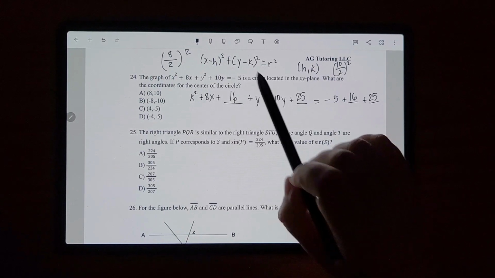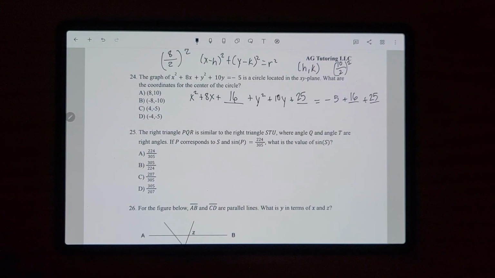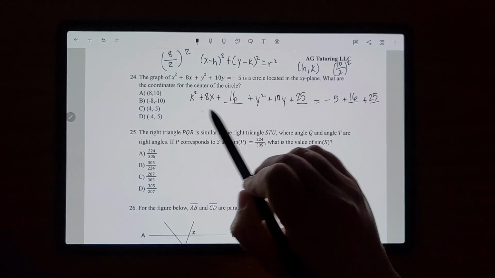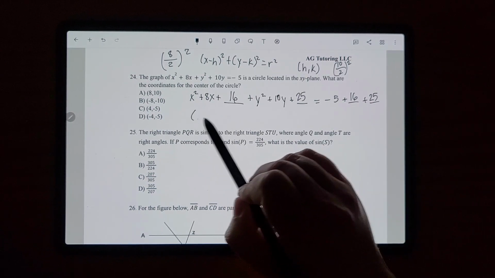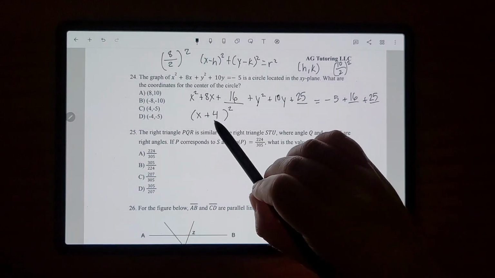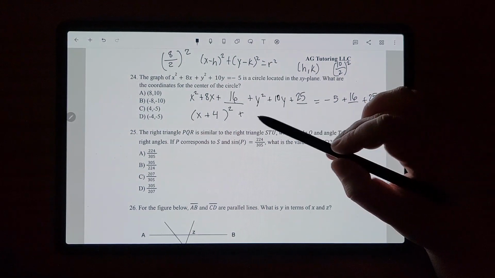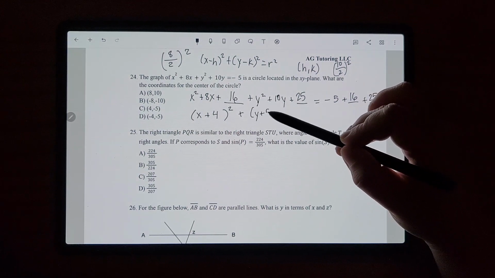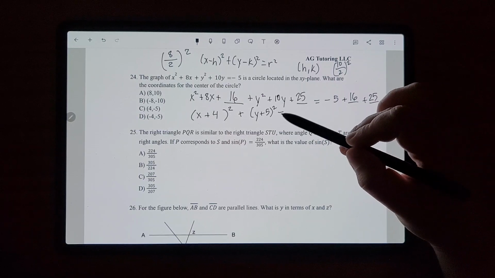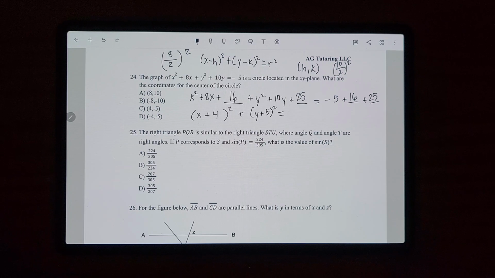Now what we need to do is factor these so that it looks more like the equation we're used to for the equation of a circle. So let's start with the x's. What does this factor into? Well, it factors into x plus 4 squared. And now we're going to do the same thing, but with the y's. And this would factor into y plus 5 squared. And that all equals, and then we just need to combine our like terms right over here on the right-hand side. And it will equal 36 on the right-hand side.